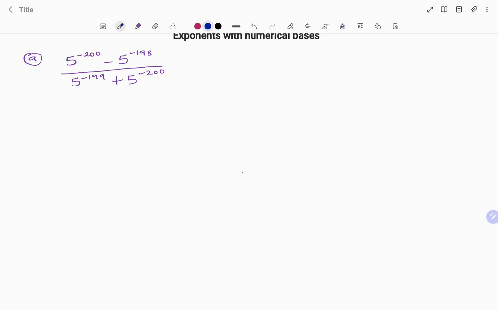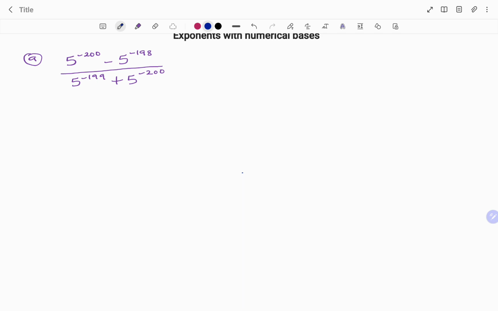In the first example, we have 5 to the power of minus 200 minus 5 to the power of minus 198, all over 5 to the power of minus 199 plus 5 to the power of minus 200. Because you have minus and plus separating each term, I'm going to look for a common factor. Because the powers are negative, the biggest number is minus 198 and the smallest is minus 200. So I'm going to use my biggest, which is minus 198, as my common factor.